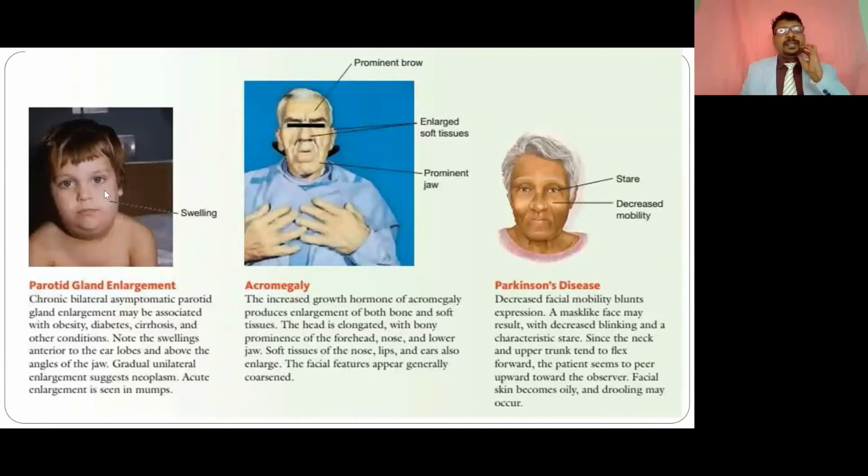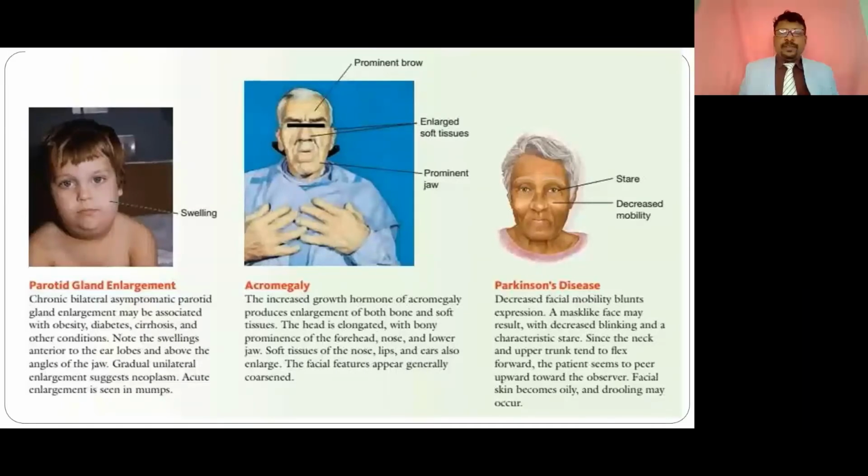So if there is any infection, it may swell. That is an acute one, but a gradual one, if it is unilateral, may be neoplasms, or it may be because of parotid gland enlargement on both sides. So in this we can also find an abnormal face appearance.